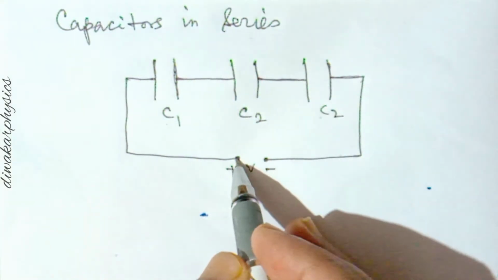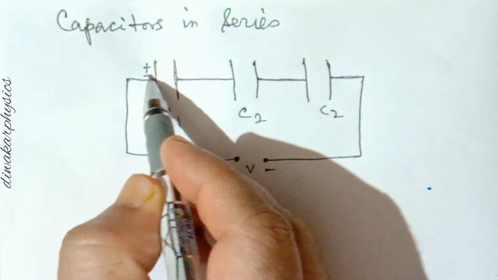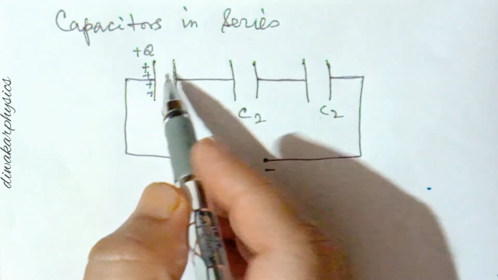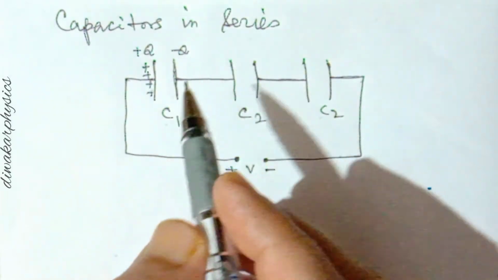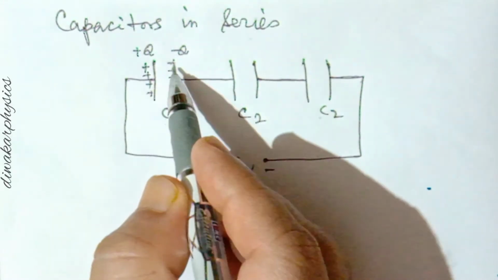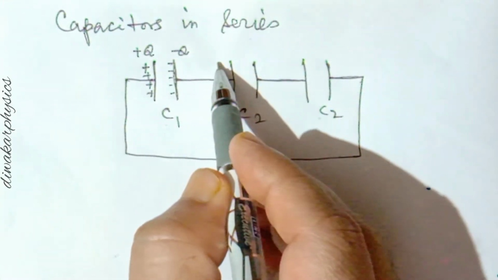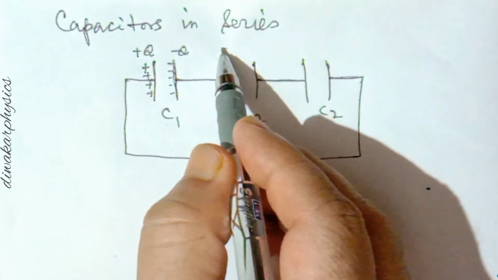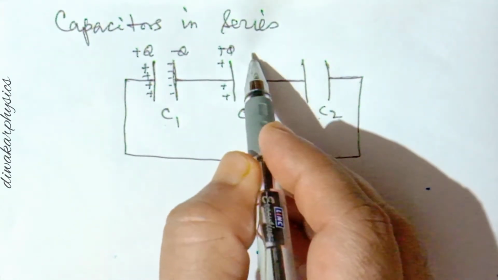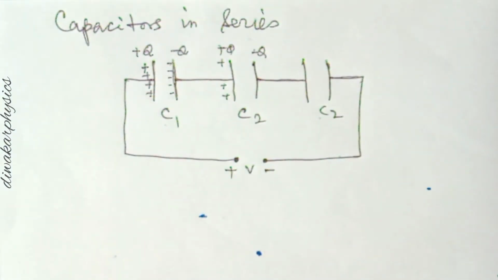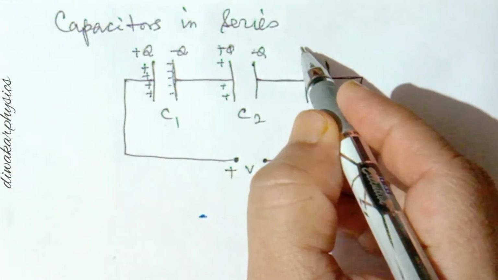Now, when positive potential is given, positive charge is established first, say plus Q. Then due to induction, equal negative charge will be induced here, and as negative charge is induced here, positive charge will be induced at the far end, so plus Q. Then similarly this process will continue to charge all the capacitors.